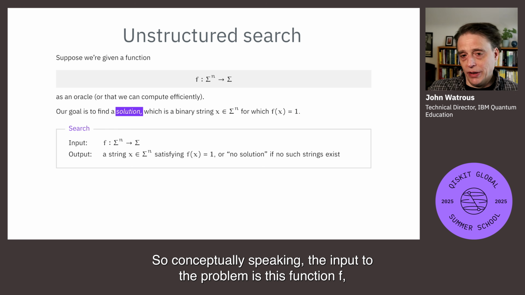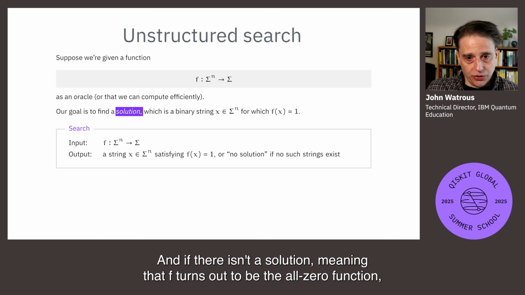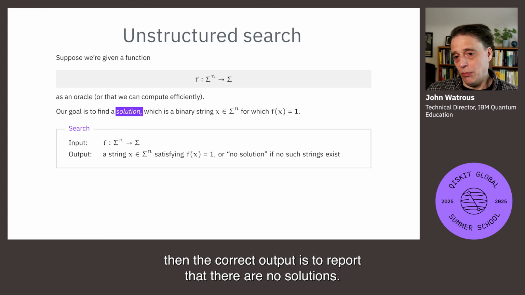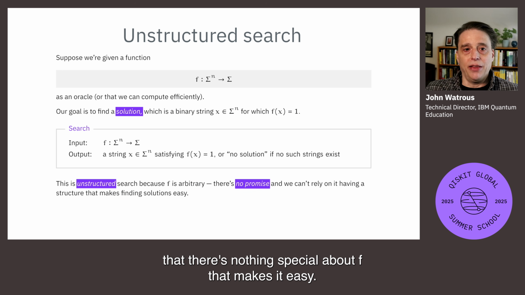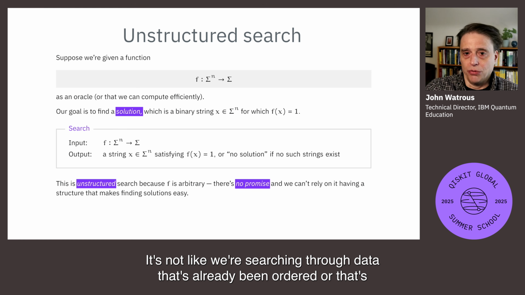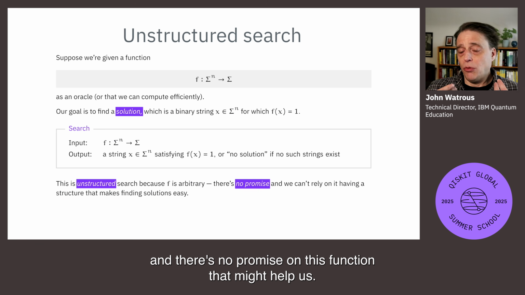So, conceptually speaking, the input to the problem is this function f, and we're looking for any solution if there is one. And if there isn't a solution, meaning that f turns out to be the all-zero function, then the correct output is to report that there are no solutions. This is an unstructured search problem in the sense that there's nothing special about f that makes it easy. It's not like we're searching through data that's already been ordered or that's been loaded into a data structure of some sort that facilitates searching, and there's no promise on this function that might help us.